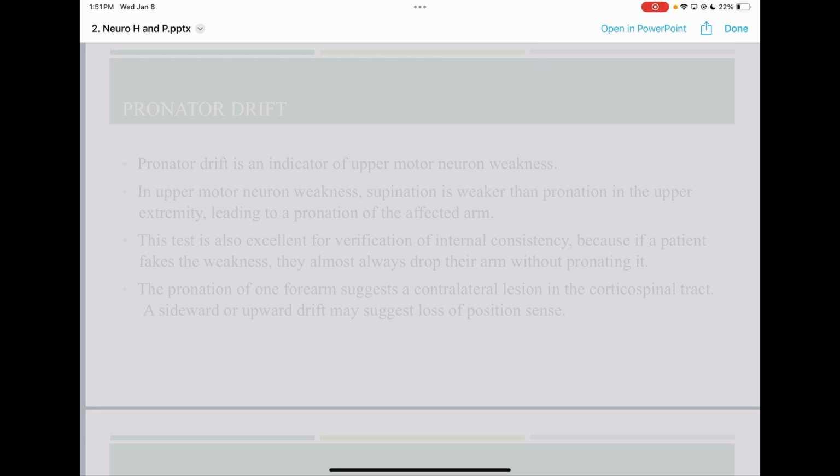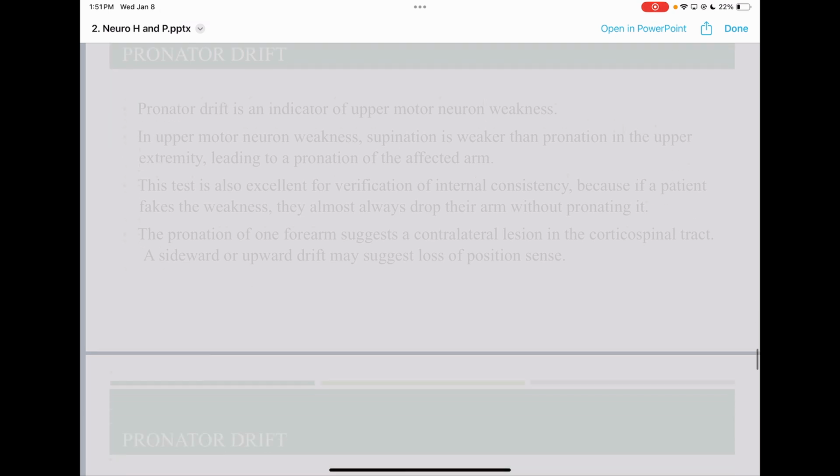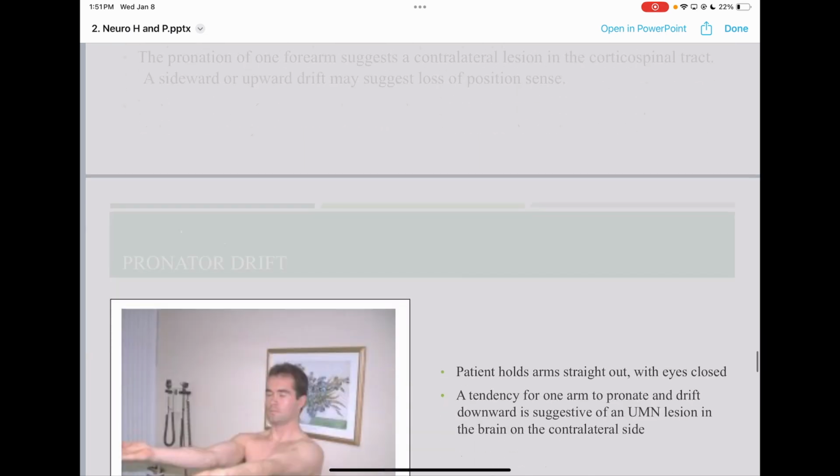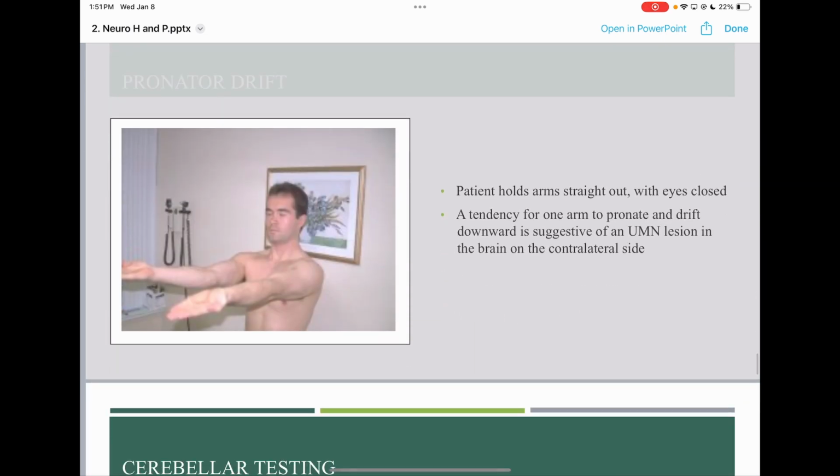People will fake things to get treatment or whatever. So like, oh, put your arms up, they just let it drop. They have to pronate the arm first, then it's going to fall. That's how you can tell if they're faking it or not. Pronation of one forearm suggests a contralateral lesion in the corticospinal tract. A sideward or upward drift may suggest loss of position sense. Where are they in the world? If they don't know if they're up or down, that's a position sense problem. So again, pronator drift, and you're checking to see what happens with their arms during that.